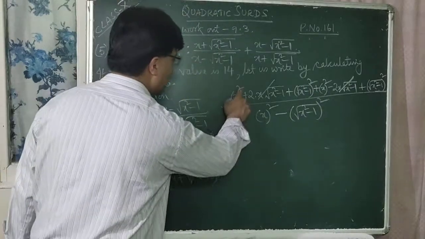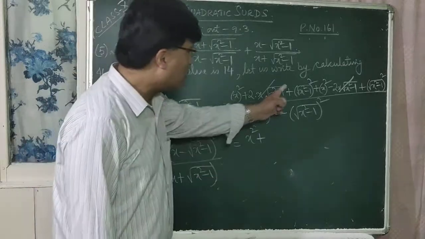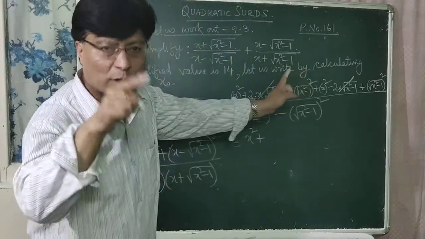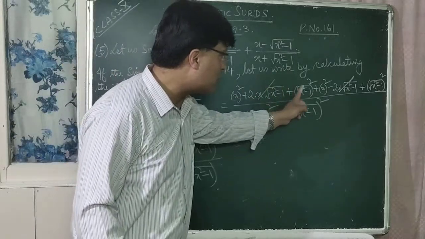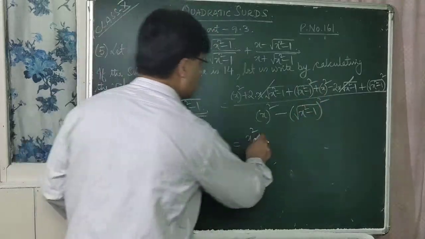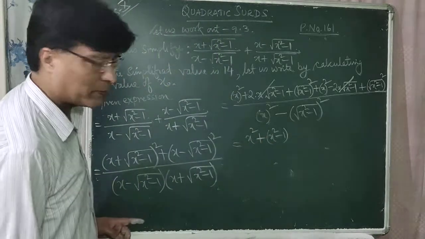It is equal to, what is x whole square? x square plus, you know how to simplify this root over whole square, isn't it? Like if there is root over 2 whole square, the square root will be removed. Similarly, what is square root of x square minus 1 whole square? The square root will be removed. Just write down within bracket x square minus 1.